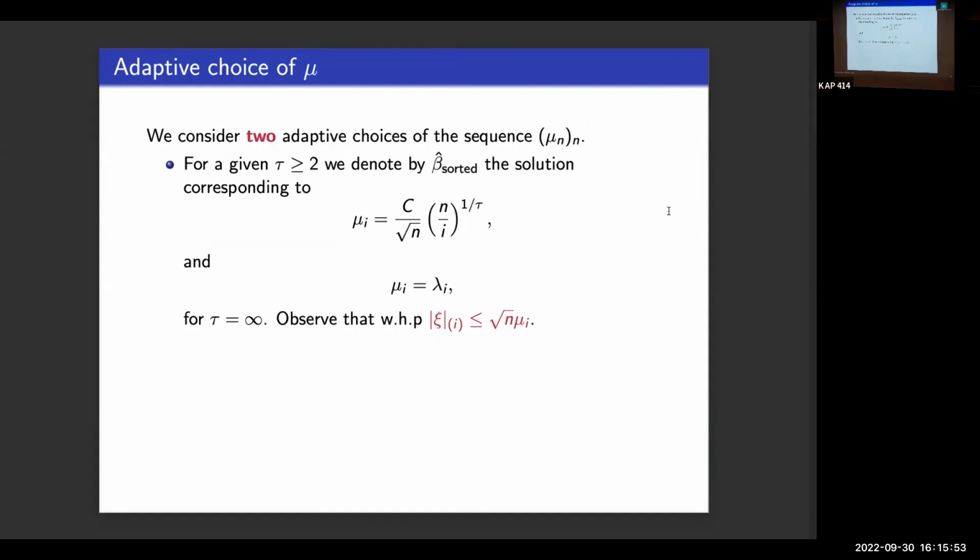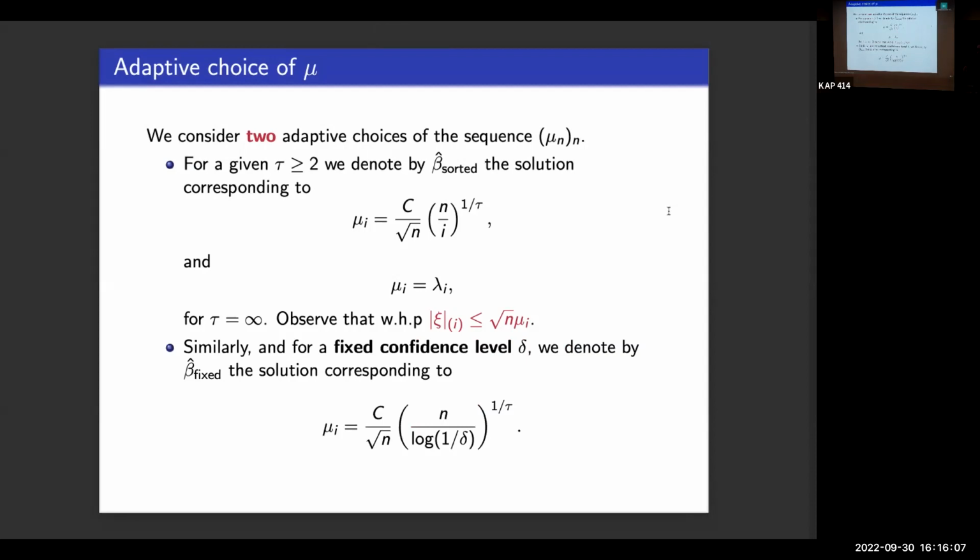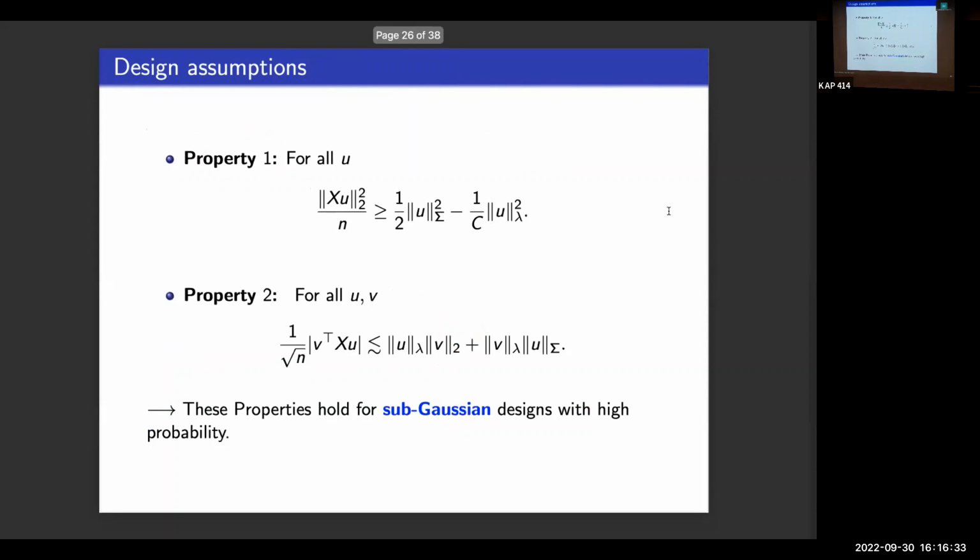So we have 2 estimators. The first one is fully adaptive, where mu i depends on i here. This is what we call the beta sorted, where we use the sorted thresholding for theta. And then we have a second estimator where we need a fixed confidence level. You choose your confidence level delta, and then this is exactly your mu i, which is a fixed thresholding for all the coordinates. This one is sorted and does not depend on anything, not on the confidence level or anything. The fixed one depends on the confidence level. So there are 2 possible estimators you can construct here, and they have different behaviors.